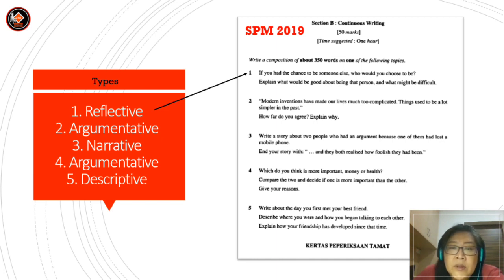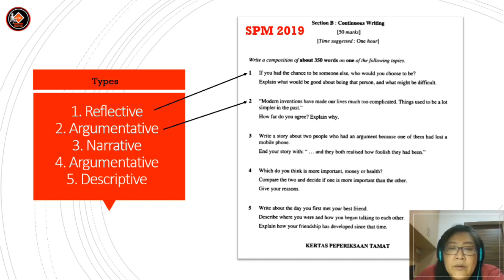Number 2, modern inventions have made our lives much too complicated. Things used to be a lot simpler in the past. How far do you agree? Explain why. So this is more on giving opinion, or it is called argumentative.